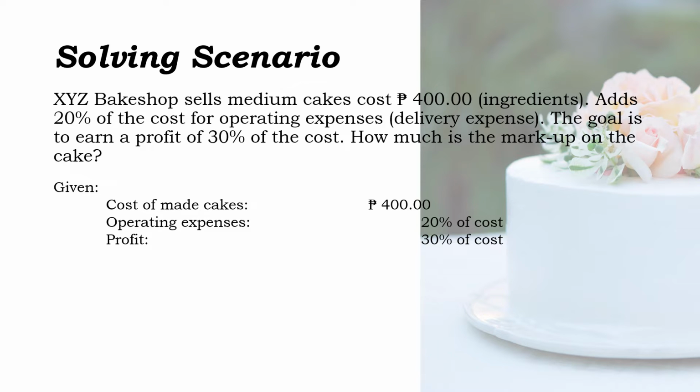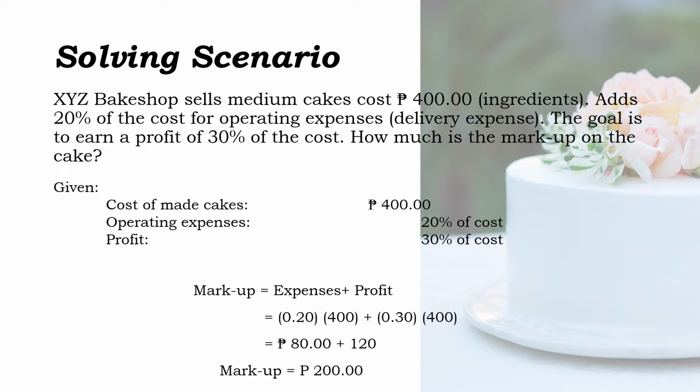Now the formula to be used is markup is equal to expenses plus profit. So the expenses is 20% of the cost, so 20% of the 400, plus 30% of the cost for the profit, which is 30% times 400. So 20% times 400 is 80, plus 30% of 400 is 120. So the markup for the cake is 200 pesos.